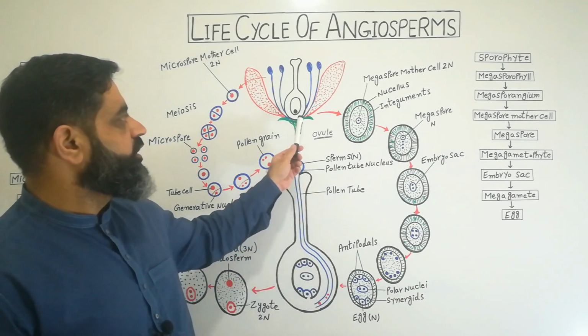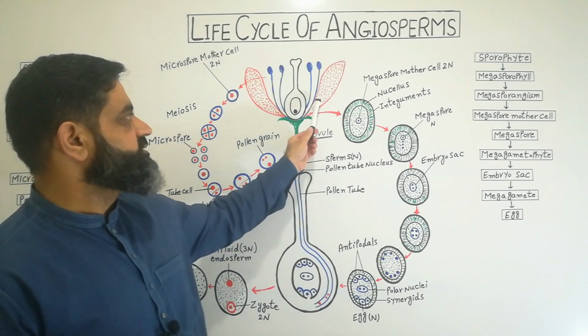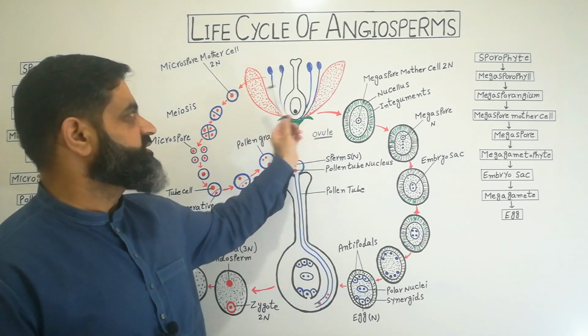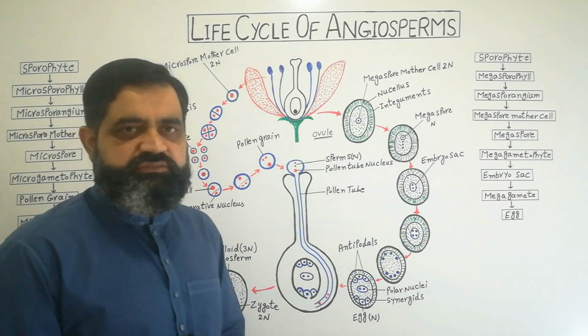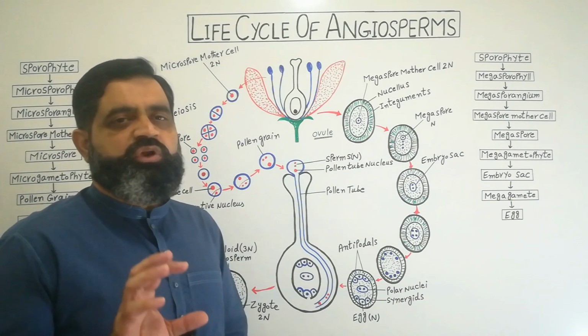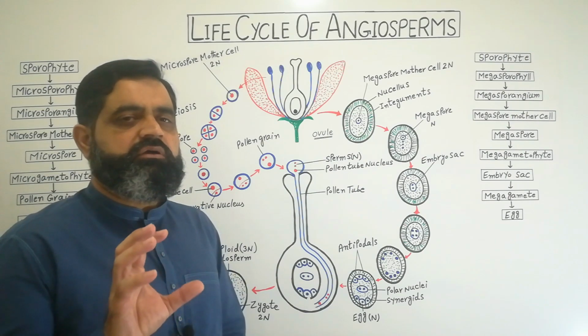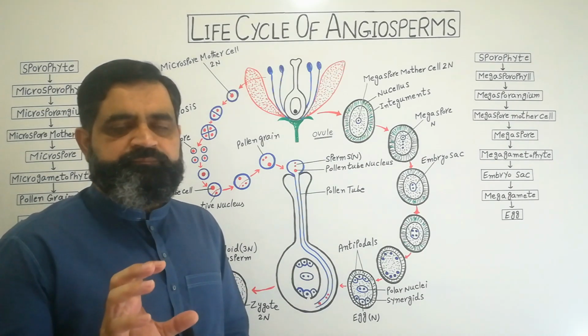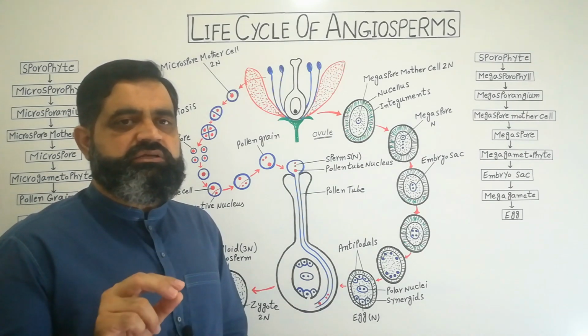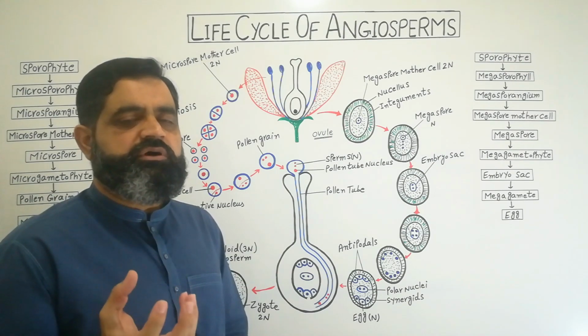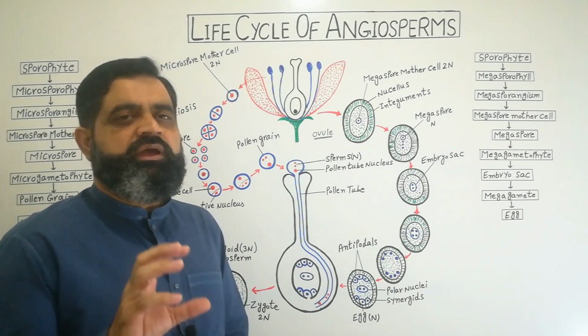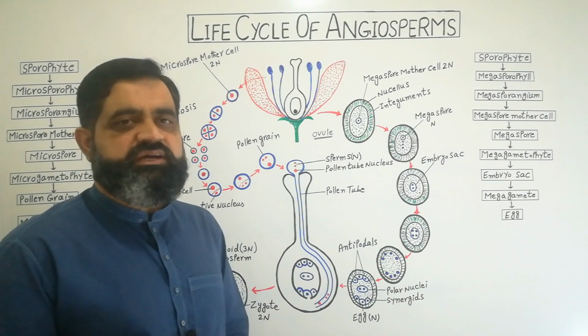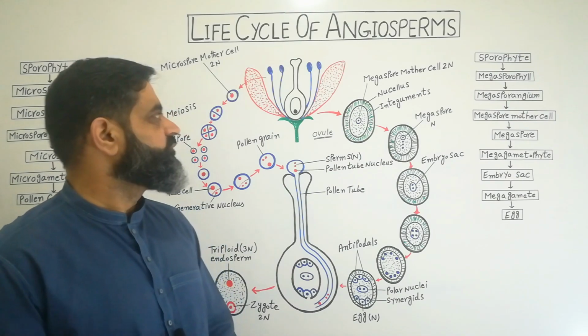The second whorl of the flower is colorful, which you can see in red. These are known as petals. Petals are collectively called corolla. Sepals, the calyx, usually protect the inner parts of the flower, while the corolla helps to attract insects for pollination.